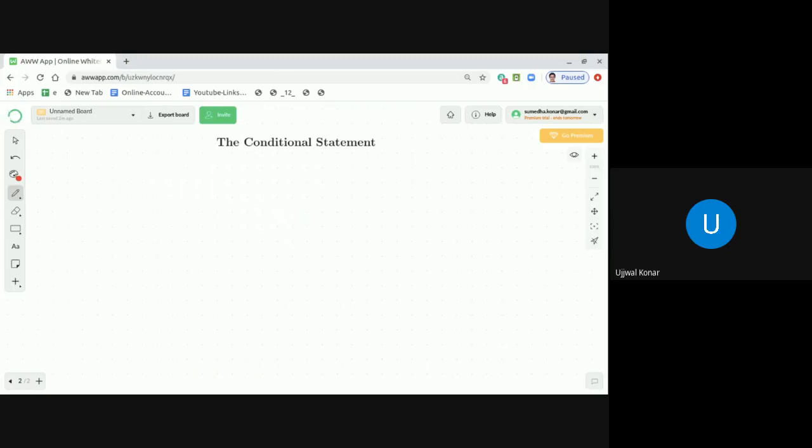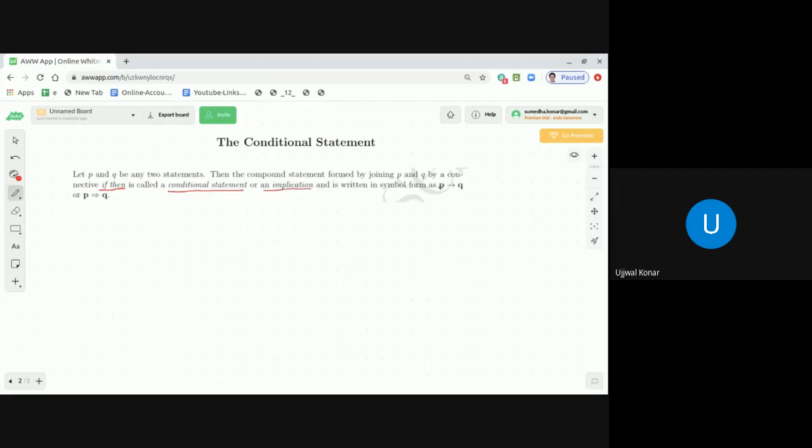So here you see, dear students, let P and Q be two statements. Then the compound statement formed by joining P and Q by a connective if-then. So what is the connective here, dear students? It is the if-then. It is called a conditional statement or an implication.